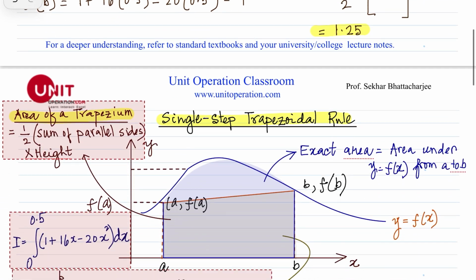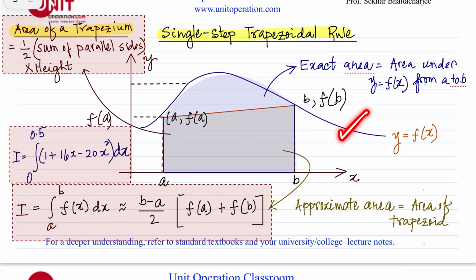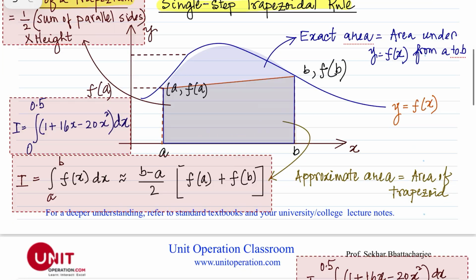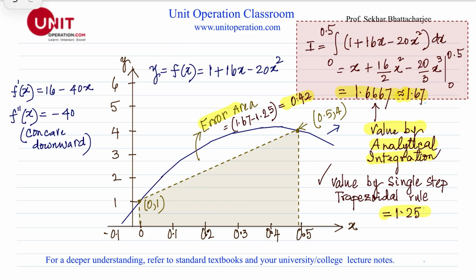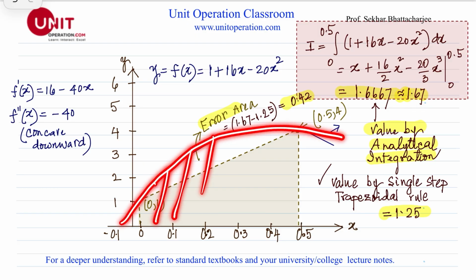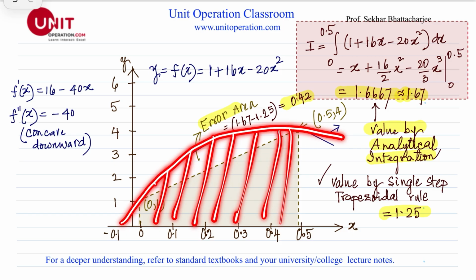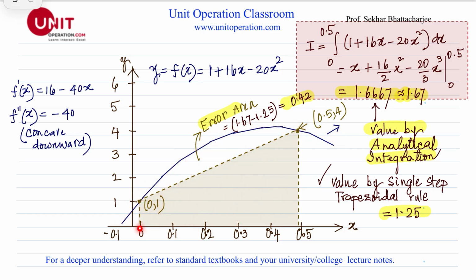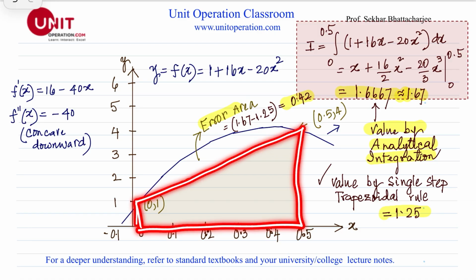Now let us see what the actual value of the area under the curve is if we do the analytical integration, which is right here. This is my function. If we do the analytical integration, which I have shown, the actual value is equal to 1.67. So 1.67 is the actual value of the area under the curve. But if we assume the single step trapezoidal rule, this is my trapezium here, and this is the value we have used.